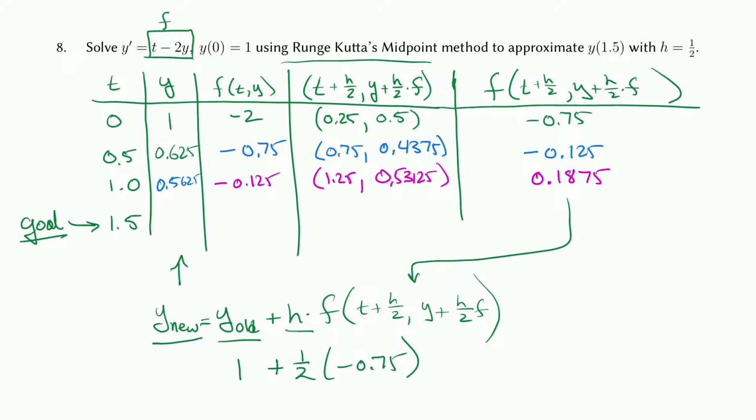The last piece is going to be the old y. So 0.5625 plus h over 2, which is 0.5, times that number there. So I've got 0.65625. Okay, 0.65625. Nice. Whew. Wow, that was rough.